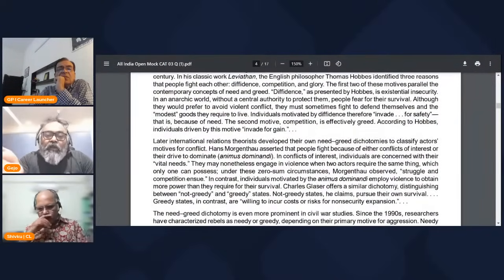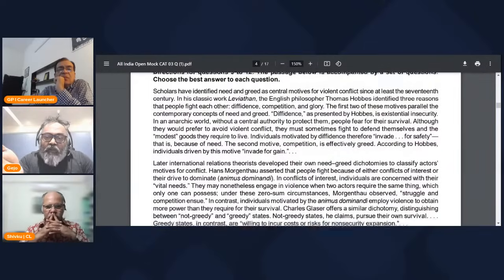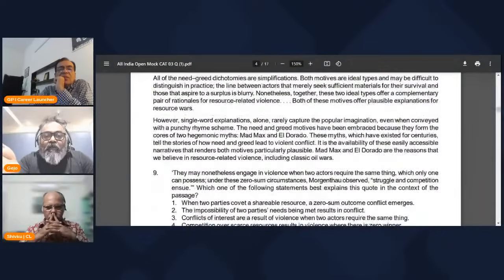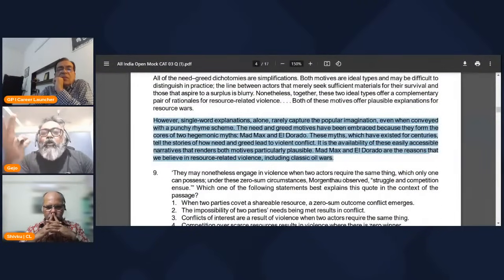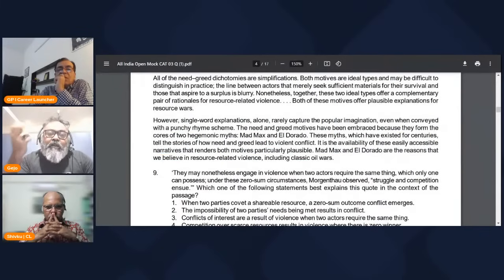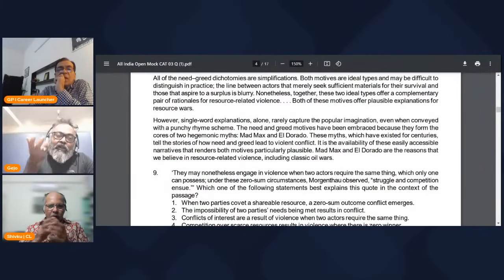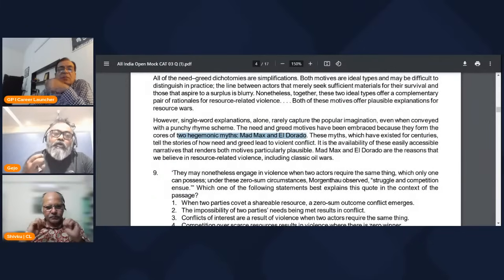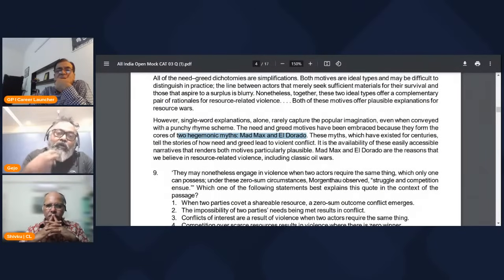dichotomy. If you go through the last paragraph, it says that this is based on a couple of myths. The author is basically saying that the dichotomy created is that war is either because of need, because for my survival I need the resource, it's not greed, I just want to ensure my need, so I go to war, or it is for greed, I want to expand. But the passage says it is based on two myths.